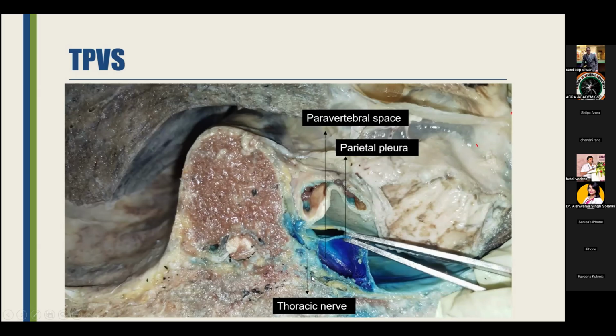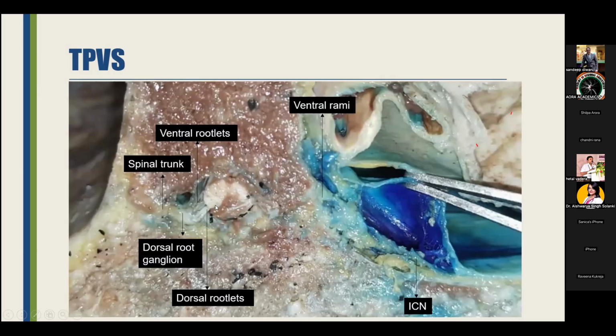But there is no extension into the erector spinae plane. So it's a very confined space, where the drug will not move from the paravertebral space into the erector spinae plane, but will move back into the epidural space. Some of the important structures: you can see the ventral rootlets.